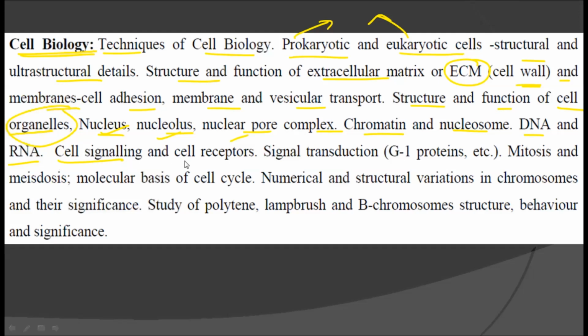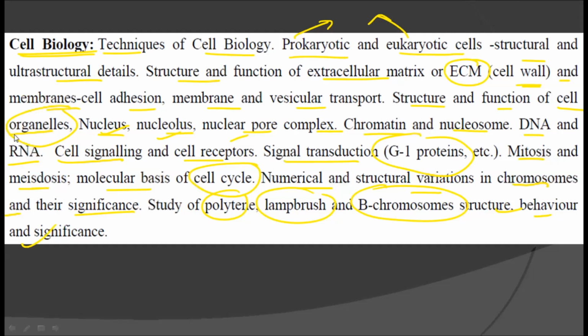Then we have to study the cell signaling and the cell receptors. Then signal transduction, that is the G proteins. Then mitosis and the meiosis, and then molecular basis of cell cycle, numerical and structural variations in the chromosome and their significance. Study of polytene, lampbrush, and the B chromosome structure, behavior, and their significance. So, as you can observe here, the cell biology unit has covered nearly all the cell, not only their structural and functional aspect, but all the processes which are occurring in the cell are also covered under this chapter.